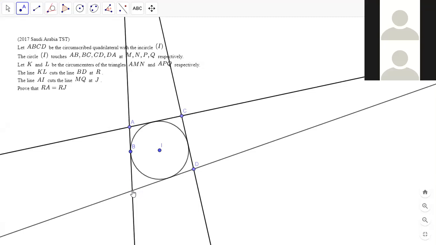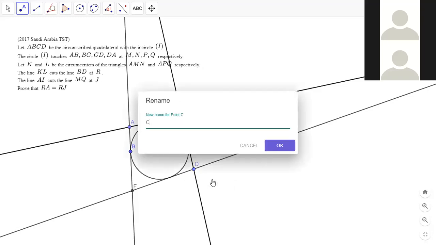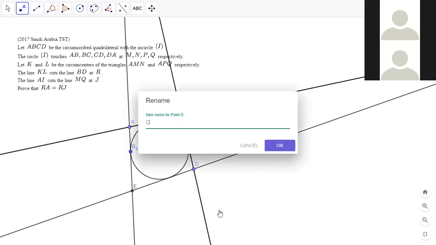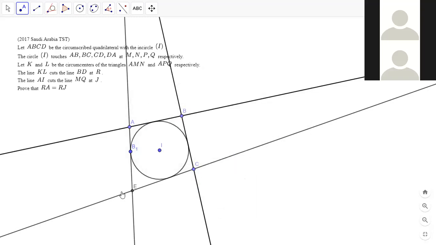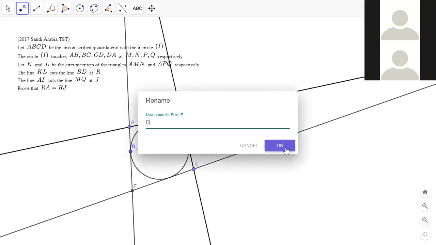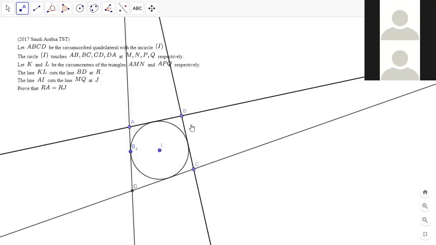I think I have to hide. Yeah, the line, I don't know why I drew the line twice. So A, B, C, D, and then it touches the sides at M, N, P, Q.